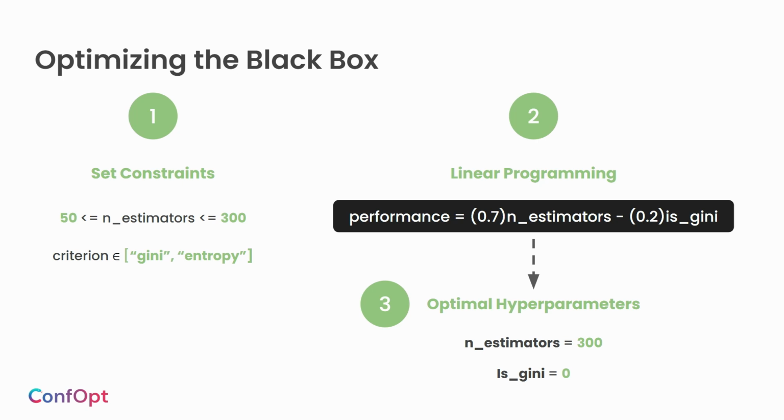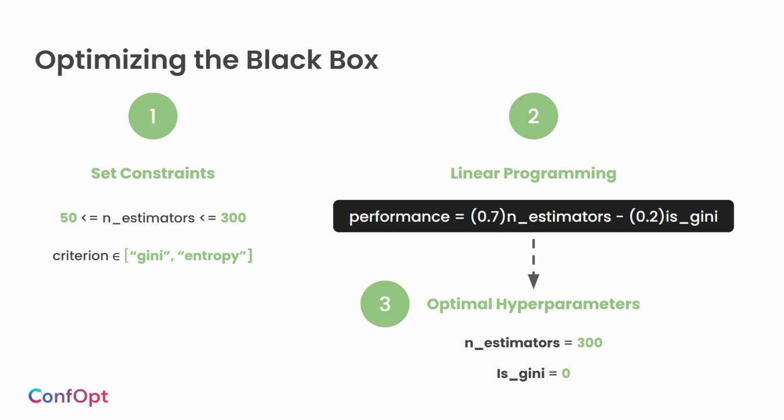And then I'll stick those plus my black box function into a linear programming solver, which will give me a polynomial time solution for the maximal value of this equation, right, given the constraints, which in this case is 300 estimators and an entropy splitter instead of Gini. And that's pretty obvious from the equation, because I have a positive coefficient on the number of estimators and a negative one on the is Gini variable, so you have to maximize number of estimators and minimize is Gini.